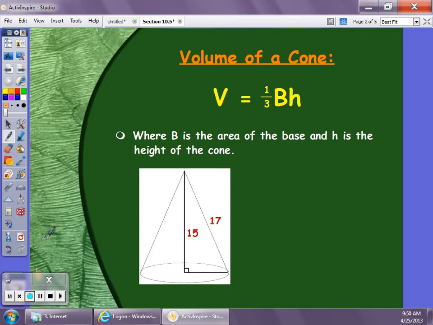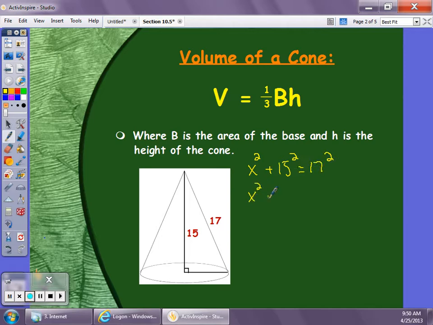The first thing that we have to do with this cone is find the radius. So we are going to use what we know about solving right triangles and the Pythagorean theorem to do that. If we take x squared, which is going to represent the radius, plus 15 squared, and set that equal to 17 squared, we'll be able to solve for the radius.